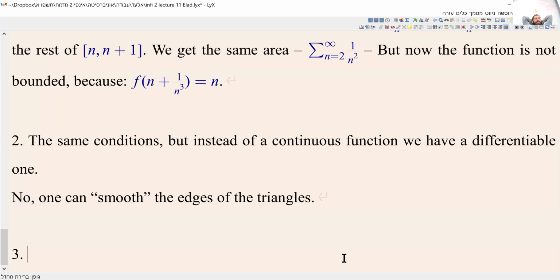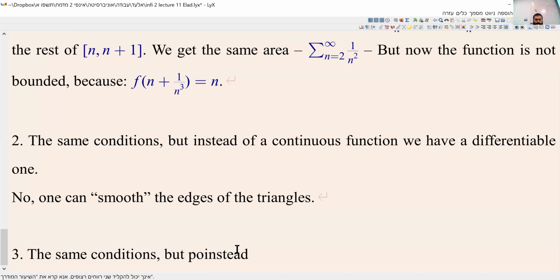Okay, so for my last question that will be answered by no, I want to show you one question that is answered by yes. One can take the same conditions, but positive instead of negative.